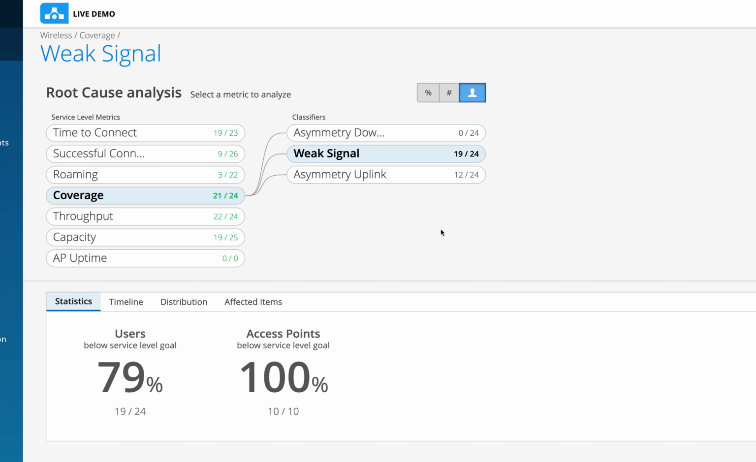And of course, if you want to understand, we tell you that 19 users out of 24 have faced this kind of a problem on the ground. Okay, so that's what it means.